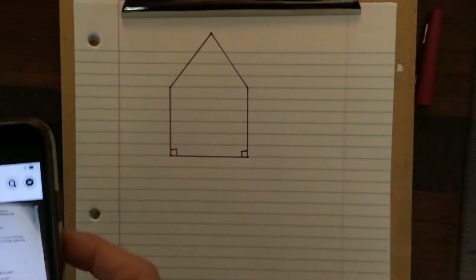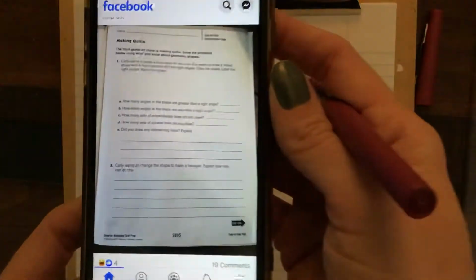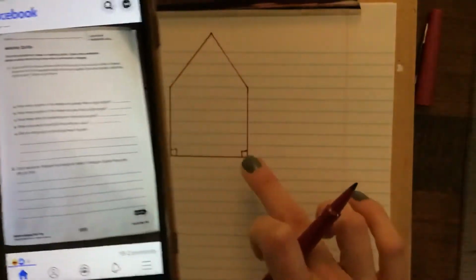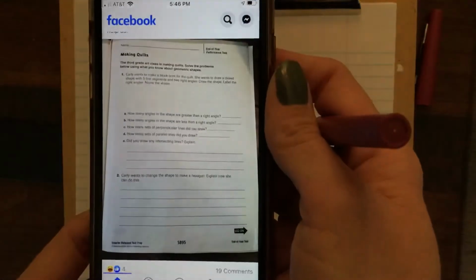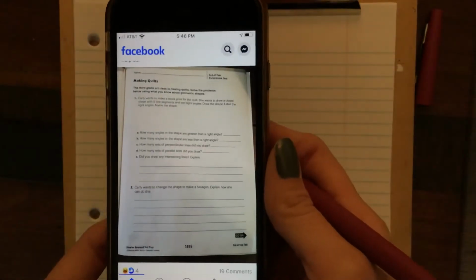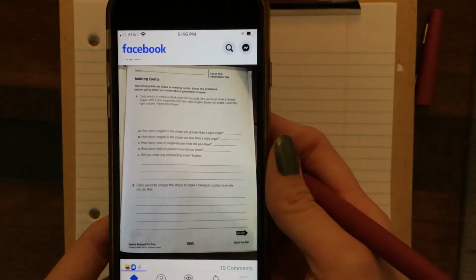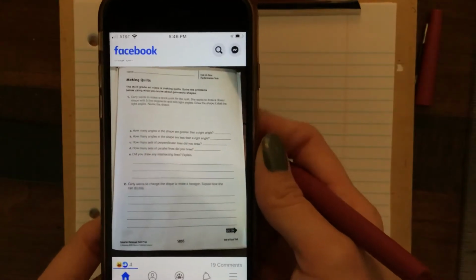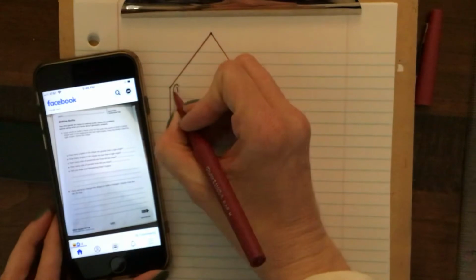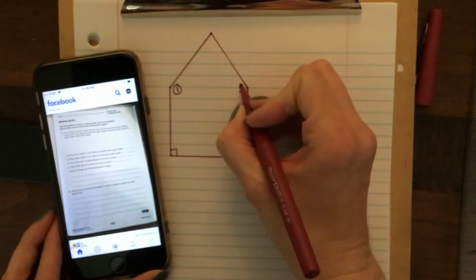Now let's take a look at this problem again. It says, okay, so I labeled the right angles here and here, and then it says name the shape. Well, this is a pentagon, okay. How many angles in the shape are greater than a right angle? Well, that would be obtuse, and you have 1 angle right here and 2 angles right here.